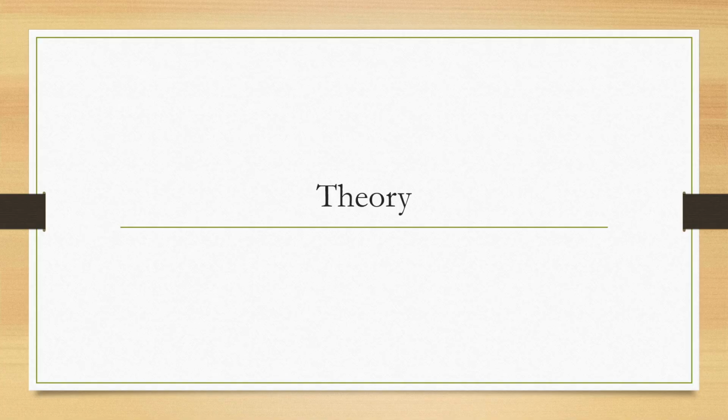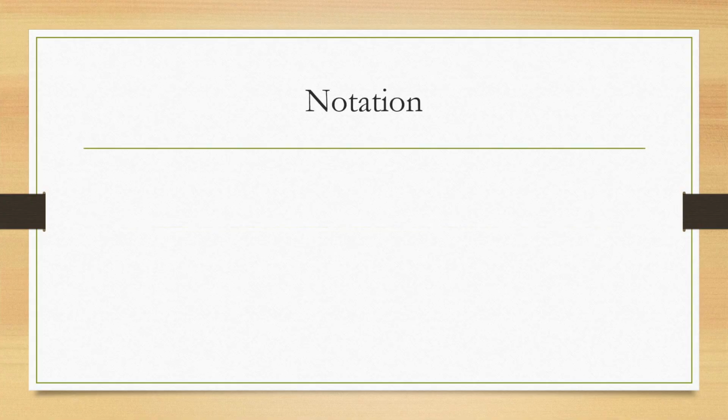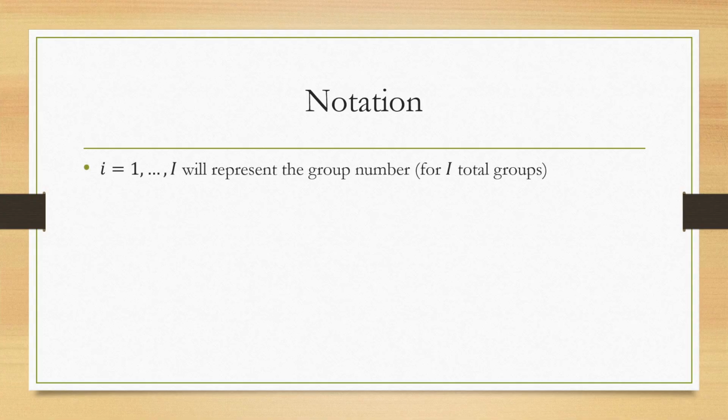In this video, we'll be discussing some of the theory involved with calculating an ANOVA analysis. So we're going to begin by discussing some notation. We're going to let I represent the group number. So think I equals 1 means that the individual is going to be in the first group, and so on. I equals 2, I equals 3. I equals 3 would represent being in the third group. And this is going to be for I total groups, capital I.